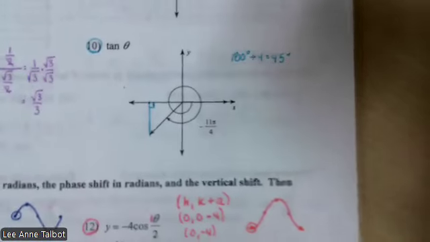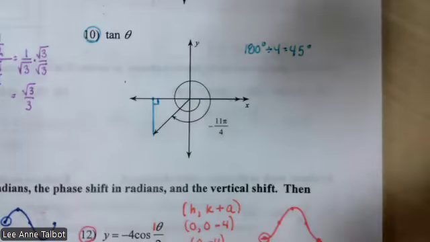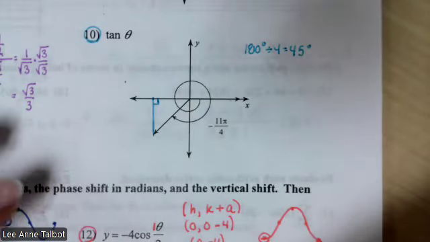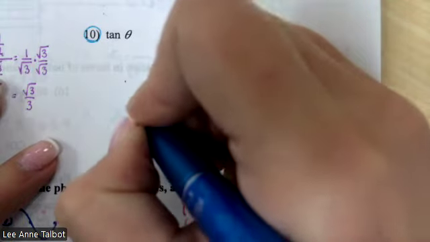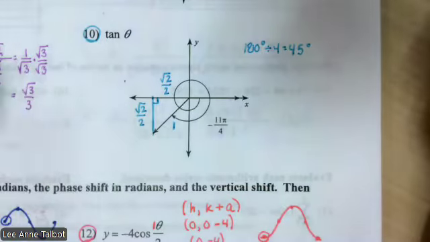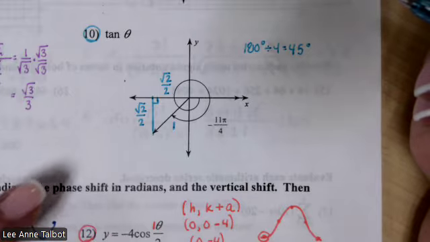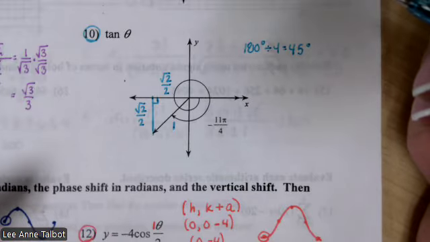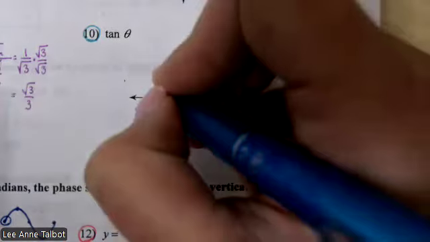Okay, next question is, does anybody remember the dimensions of a 45, 45, 90? Yeah. Nice. Root 2 over 2, root 2 over 2, and 1. Okay, last thing, quadrant 3. What do we do with quadrant 3? Negative, negative.